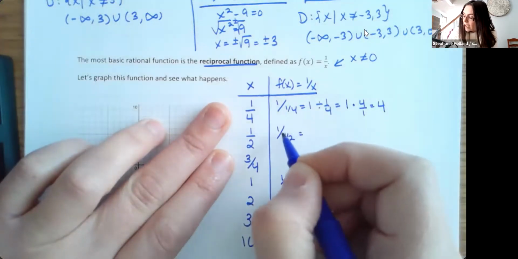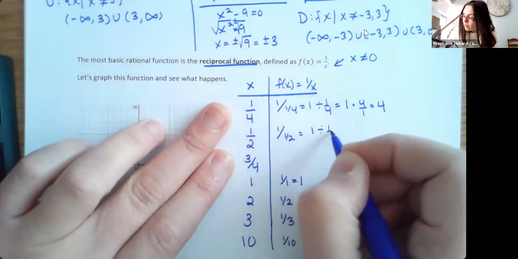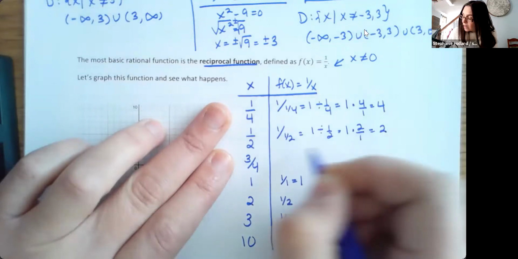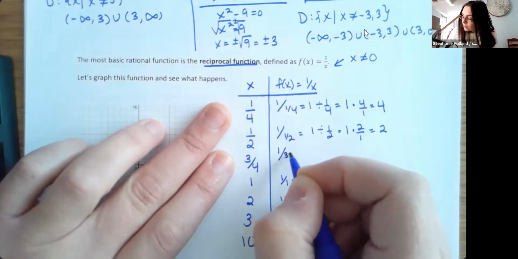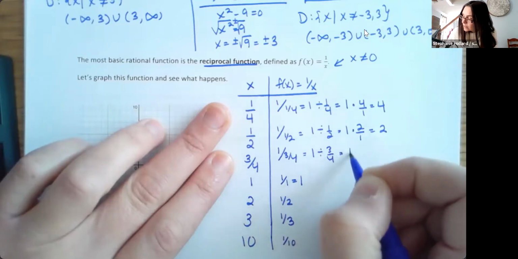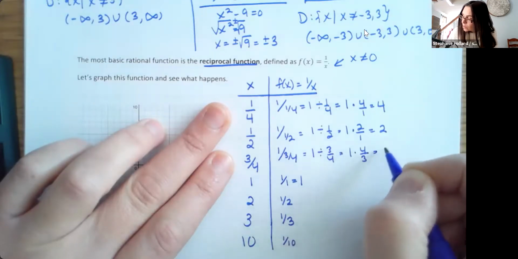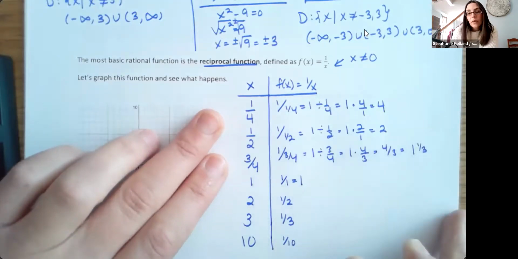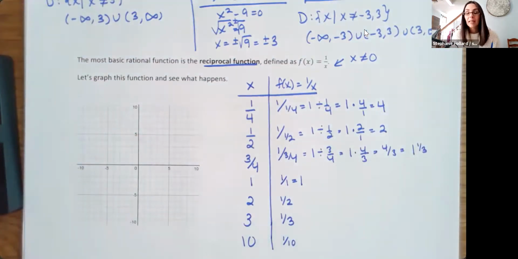Same thing if we did 1/2. So it'd be 1 divided by 1/2, which is 1 times 2 over 1, or 2. And then if we did 1 over 3/4, we do 1 times 4/3, which is 4/3. 4/3 is 1 1/3, or about 1.33. So if you're having trouble graphing, you can always plug it into your calculator as well.